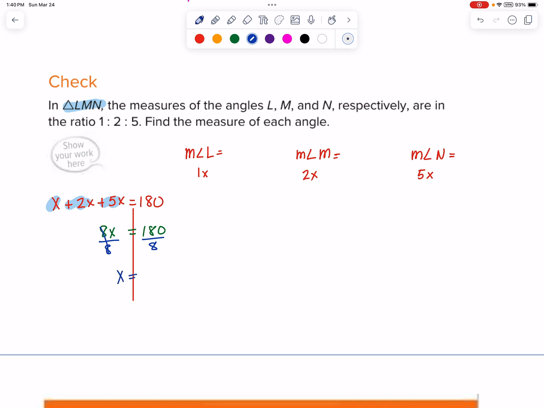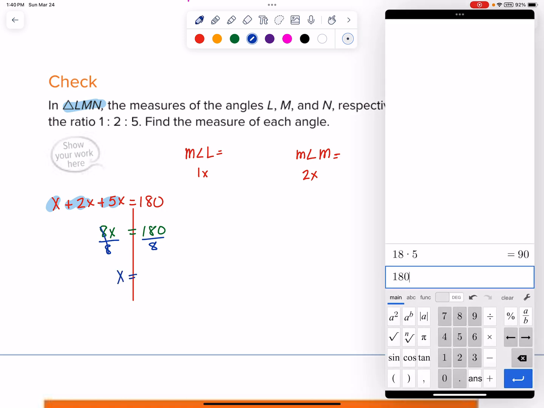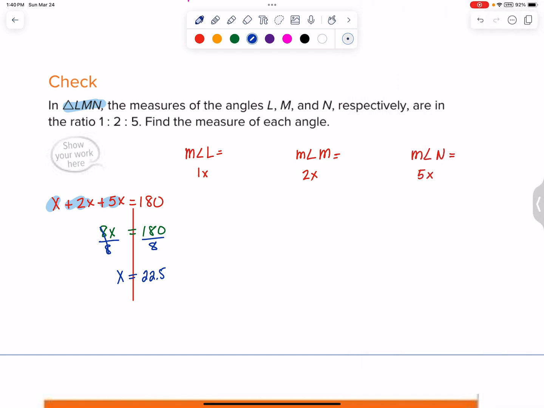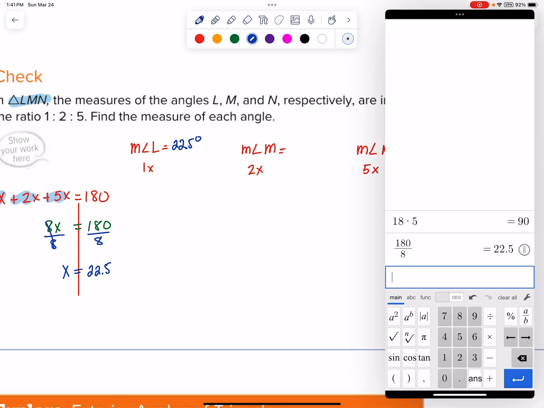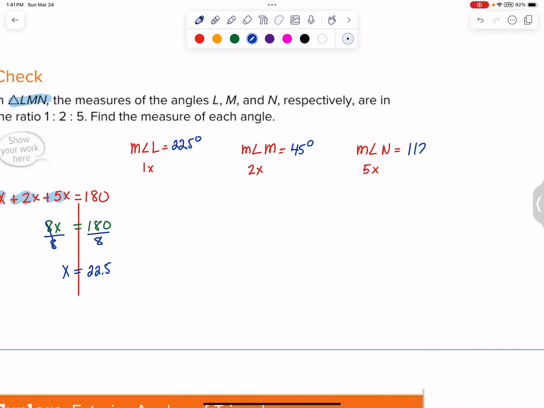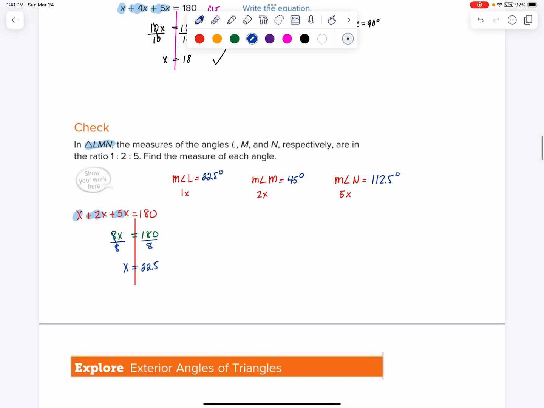And we have x equals, let's plug this in, 180 divided by 8, and we have 22.5. Okay, so that's just what x is. So in this case, the measurement of angle L we know is 22.5 degrees. So double that should be M. So let's do 22.5 times 2, and that gets us 45 degrees. And then 5 times that is 112.5 degrees. So there's all of our angle measurements.